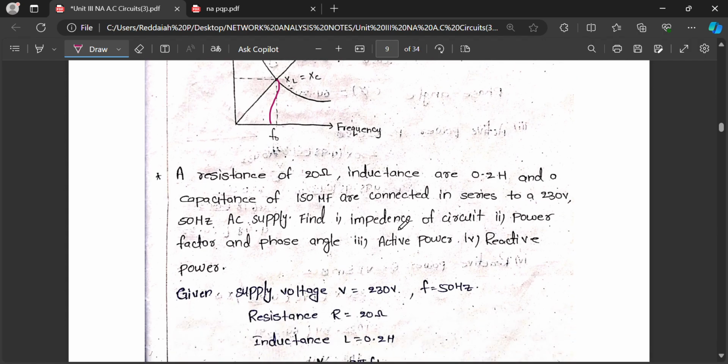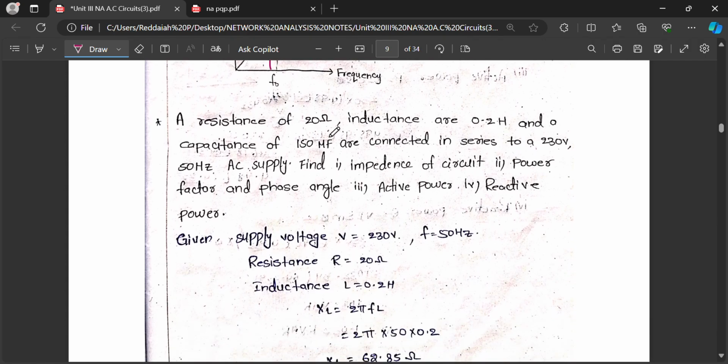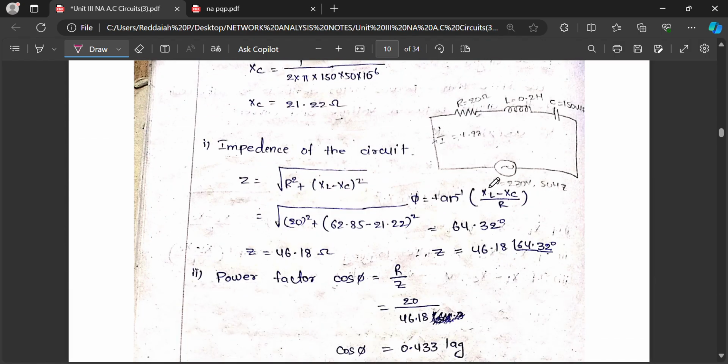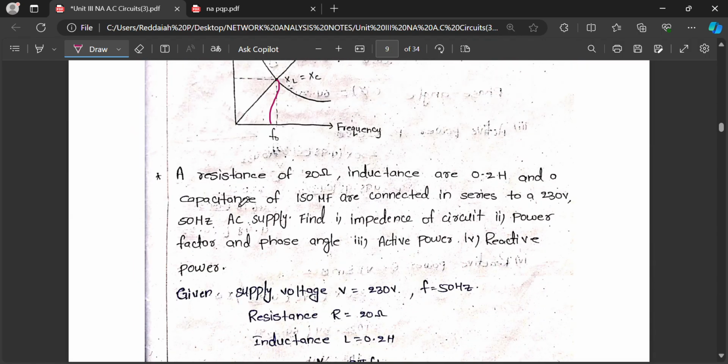The resistance of 20 ohm and RLC problem is also important. You can see the RLC series circuit problem here. The same problem I am explaining. A resistance of 20 ohm, inductance of 0.1 henry and capacitance of 150 microfarad are connected in series to a 230 volts, 50 Hz AC supply. Find impedance, power factor, phase angle, active power, reactive power, apparent power.